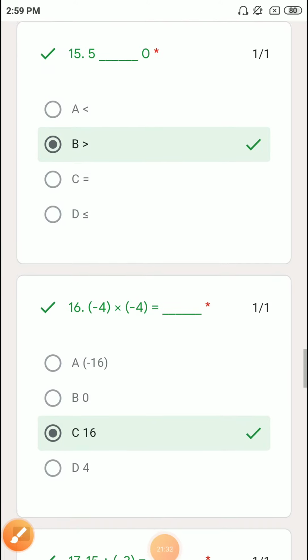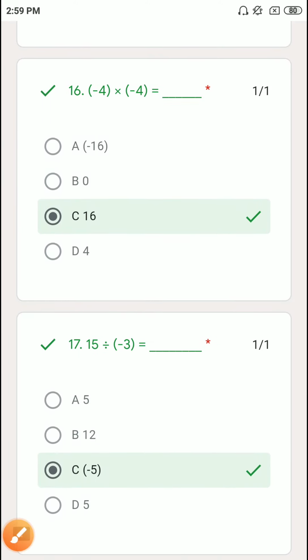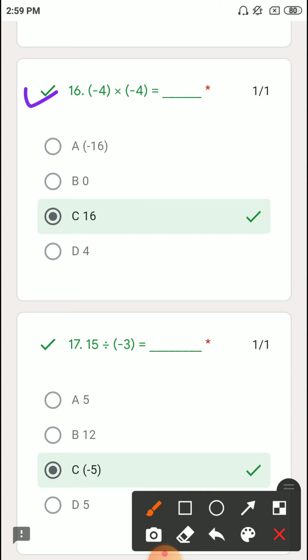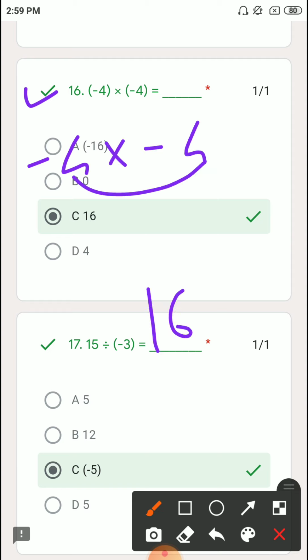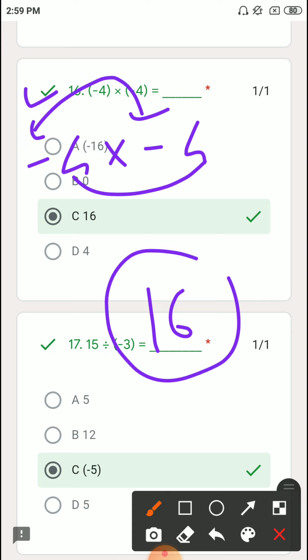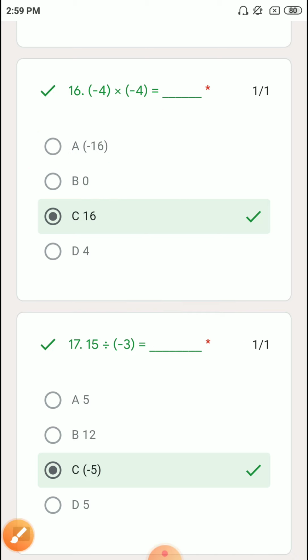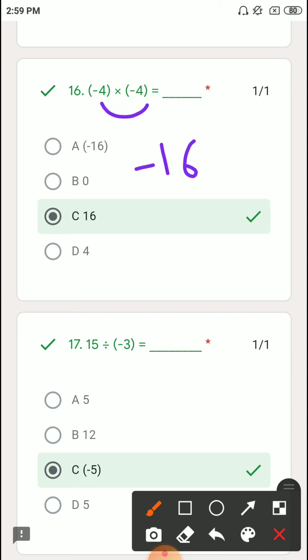After that, question number 16. Here minus 4 multiply minus 4. First of all multiply these two numbers, so 4 4s are 16, and in multiplication the sign rule is minus minus plus, so here our answer is plus 16. 4 4s are 16, minus minus plus, so 16 is our answer, so option C is correct. Option C, 16.